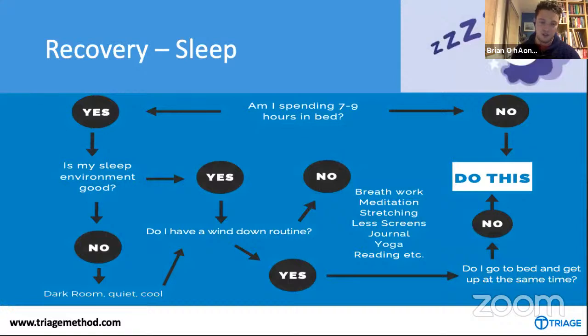So this is a little flow chart I put together to help inform decision making around sleep. So first of all, are you spending 7 to 9 hours in bed? If the answer is no, get it done. If you are, awesome. Then let's look at your sleep environment. Is that good? And by this I mean, is your room very, very dark? Do you use blackout blinds or a sleep mask, for example?